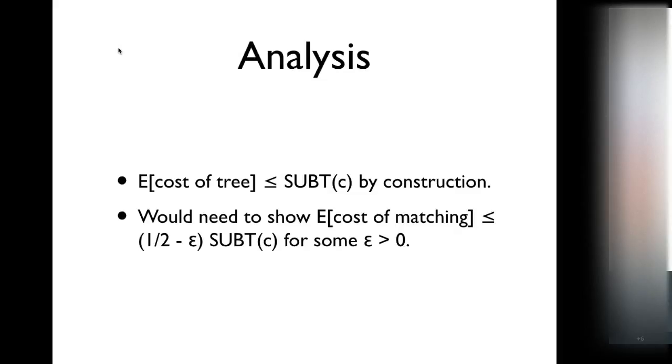So how could this result in an analysis that shows something that's better than 3/2? Well, the expected cost of the tree is going to be at most the Subtour LP, just by construction. If I sample from the convex combination, it was a feasible solution to the Subtour LP, scaled down by a little bit. The expected cost of the tree is going to be at most that, which is exactly the same thing we had in the analysis of Christofides. What we really have to show is that the expected cost of the matching somehow is bounded away from 1/2 times the value of the Subtour LP. And that's the part we just don't know how to do. It would be nice to figure out how to do it, but I don't know how.